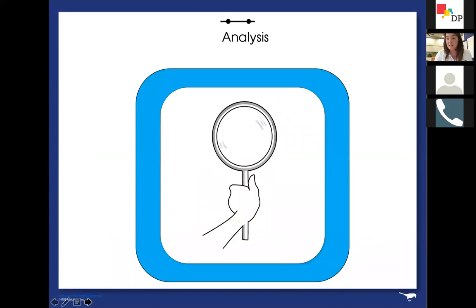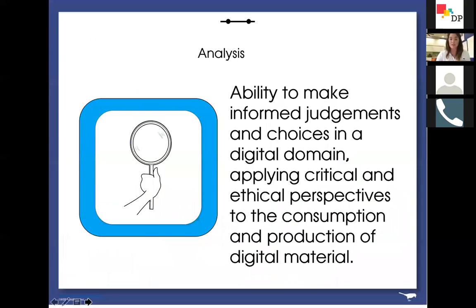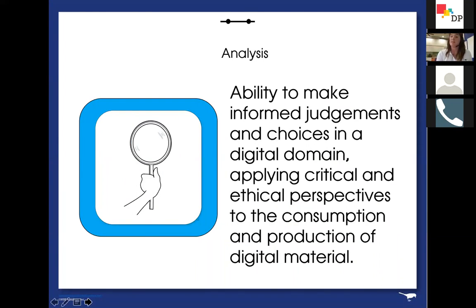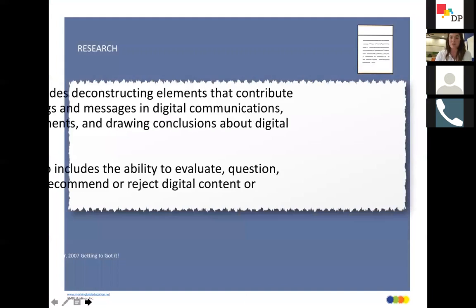The next one is analysis. This is also really complete with being a good critical thinker. So analysis is the ability to make informed judgments and choices in a digital domain, applying critical and ethical perspectives to the consumption and production of digital material. So this is that place where, am I looking at the right sources? Am I really thinking about the sources in a way that's going to help me achieve my goal? How do I work through different perspectives?